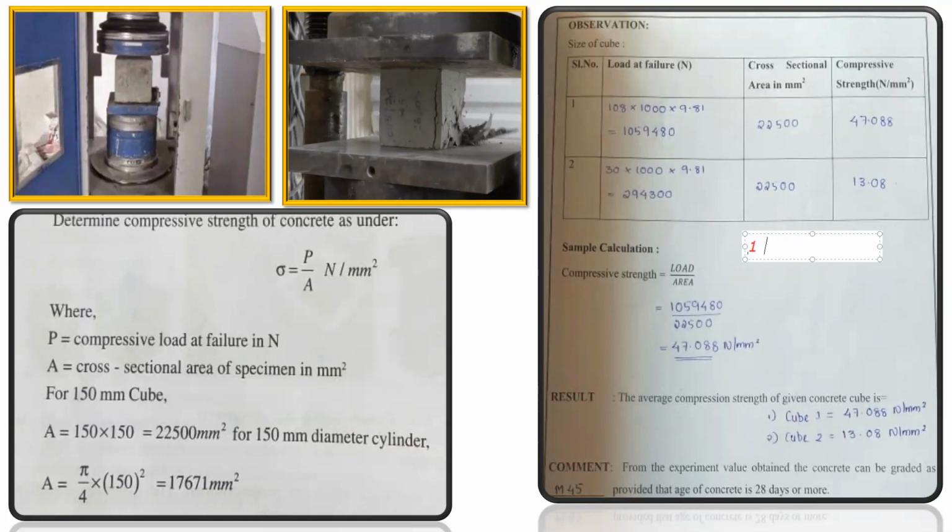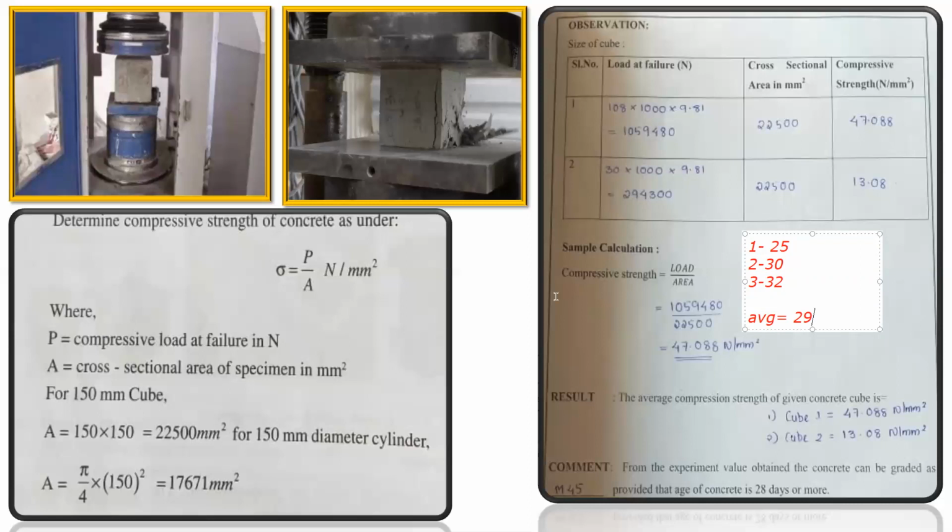Let us say in the first cube you got a result of 25. I'm taking some random number. In the second cube I got a value of 30 Newton per mm square, and in the third sample I got 32. Now if I take the average of this, quickly do that: 25 plus 30 plus 32, I'll divide it by 3. I'm getting 29. So my average strength is 29 Newton per mm square. Now each individual result should not deviate from this mean by 15%.